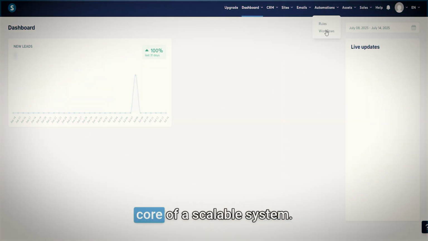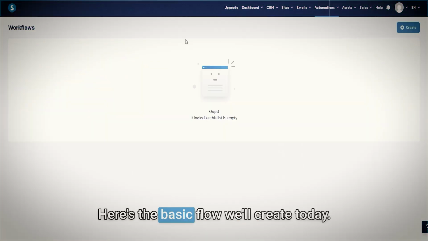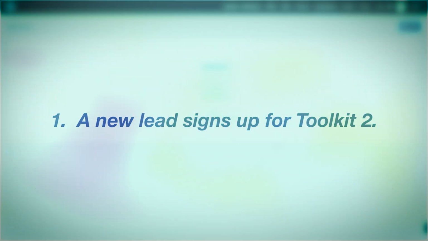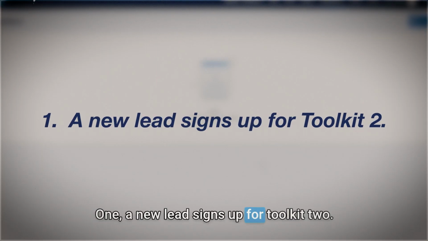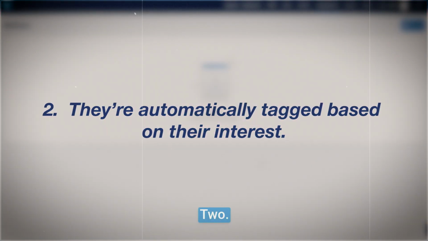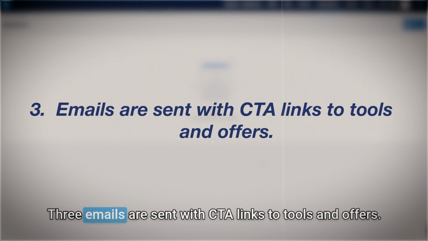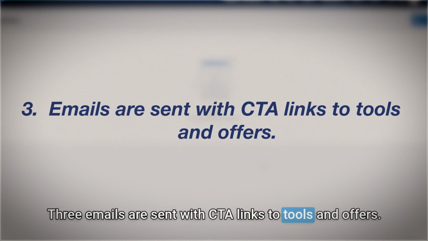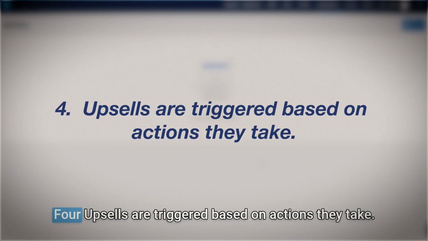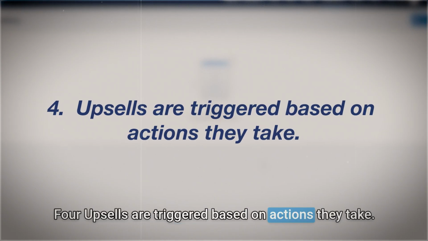Automating your funnel is the core of a scalable system. Here's the basic flow we'll create today. 1. A new lead signs up for Toolkit. 2. They're automatically tagged based on their interest. 3. Emails are sent with CTA links to tools and offers. 4. Upsells are triggered based on actions they take.